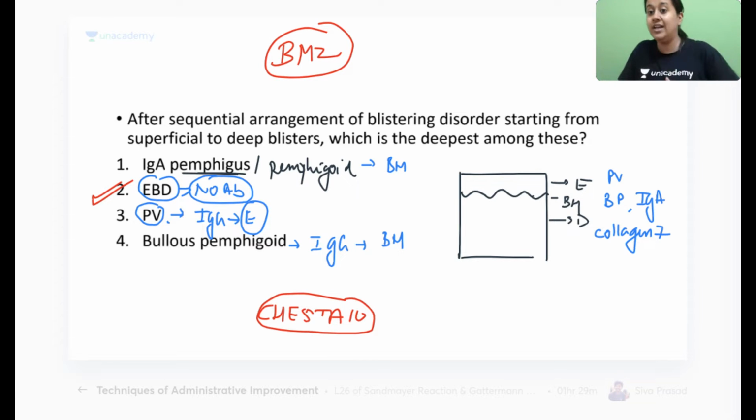You can expect 1 or 2 questions for sure in your exam from this particular topic. I think in INI-CET also there was one question on histopathology. I hope you all remember, on pemphigus vulgaris. Yes, so it is a very important topic and you cannot take a chance to miss it.